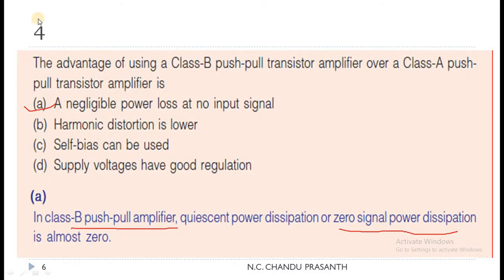And the next one, the advantage of using a class B push-pull transistor amplifier over a class A push-pull transistor amplifier is: option A, negligible power loss at no input signal; option B, harmonic distortion is lower; option C, self-bias can be used; and option D, supply voltages have good regulation. The correct option is option A, negligible power loss at no input signal. For explanation, in a class B push-pull amplifier we have zero signal power dissipation. So we have opted for option A.